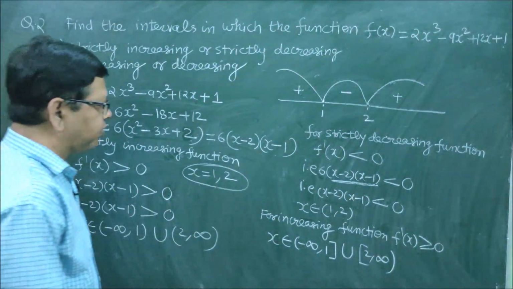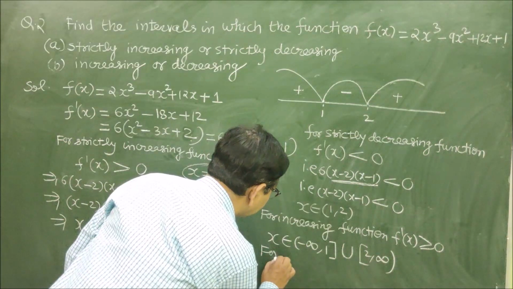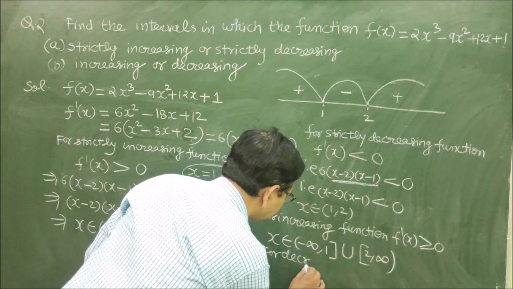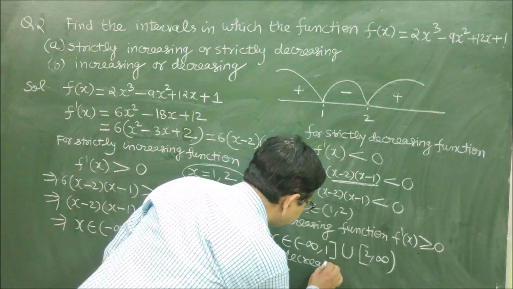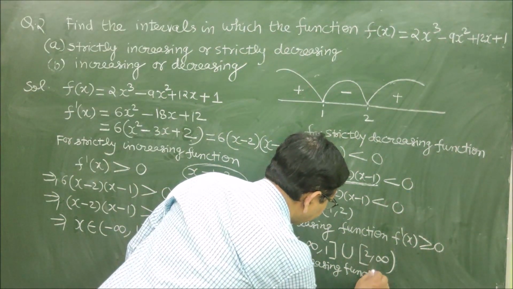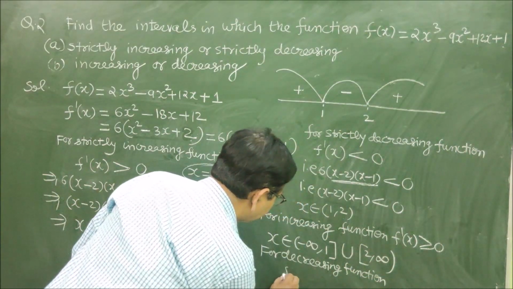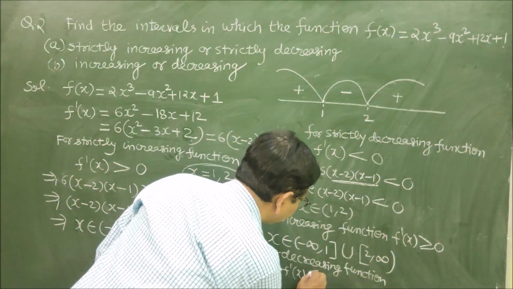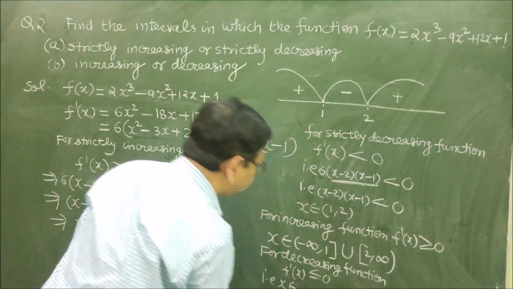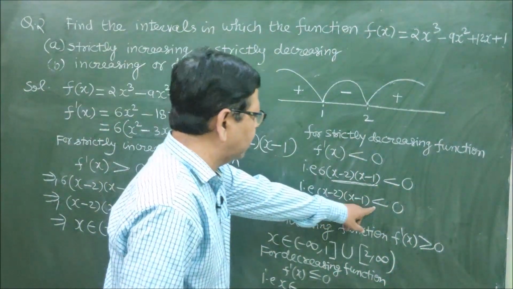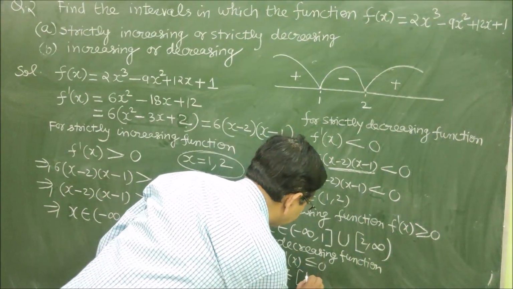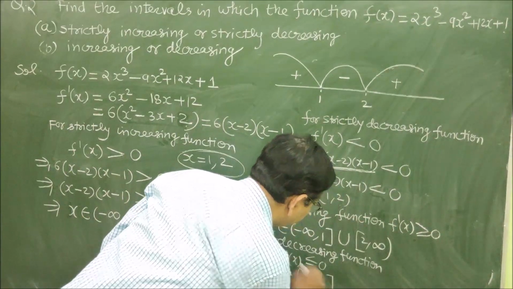And for decreasing function, similarly, f dash x should be less than or equal to 0. That is, these points 1 and 2 will also be included because of equality. So x belongs to the closed interval 1 comma 2.